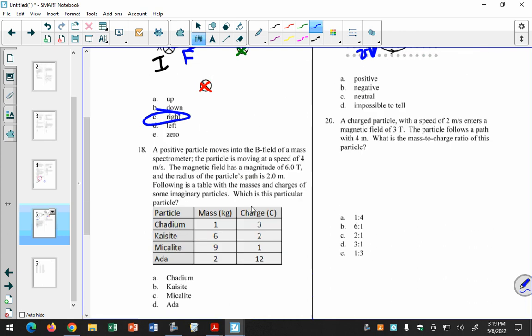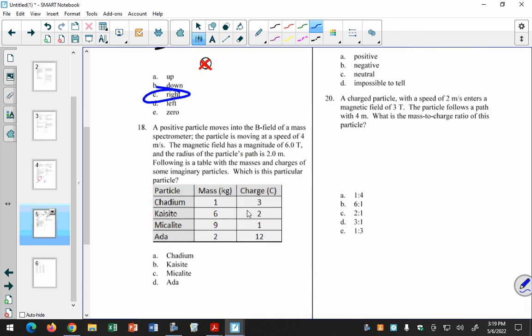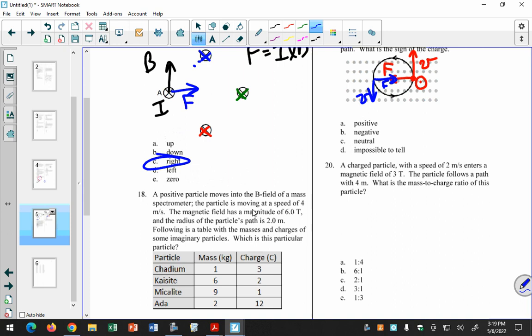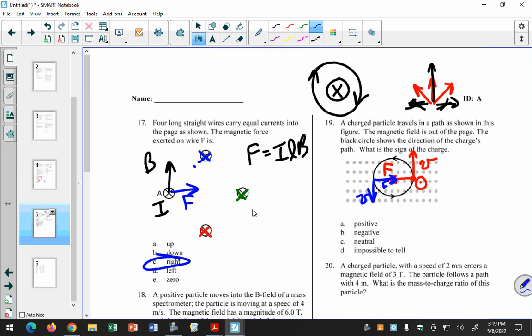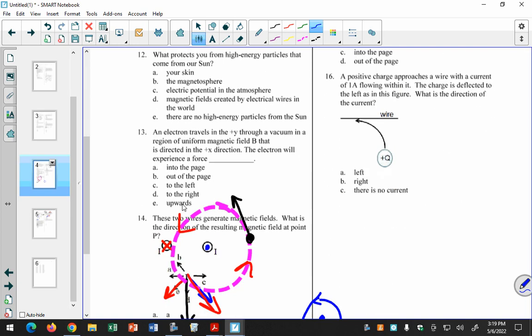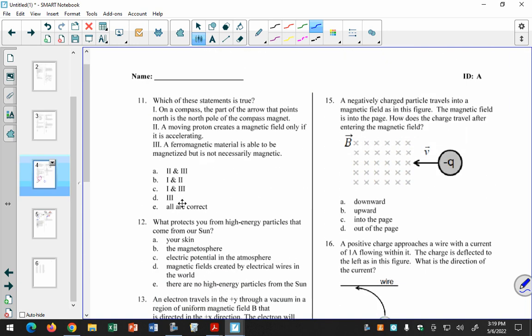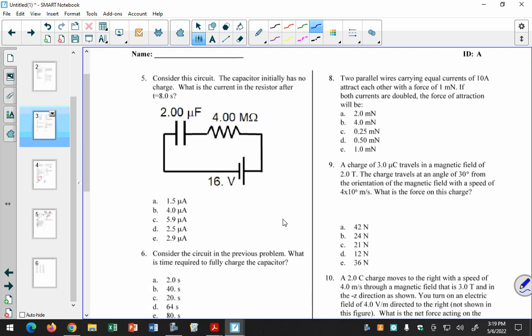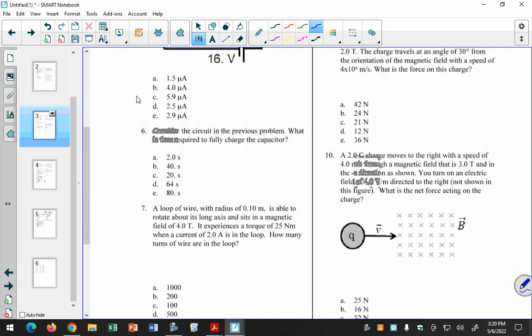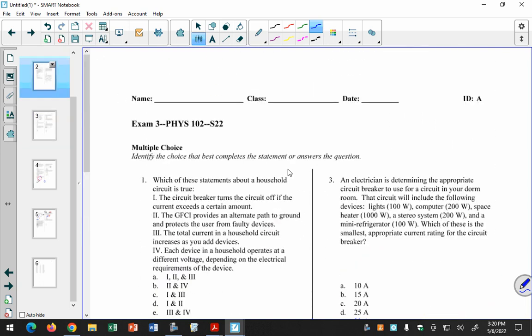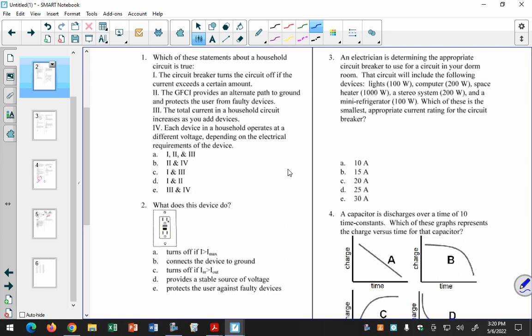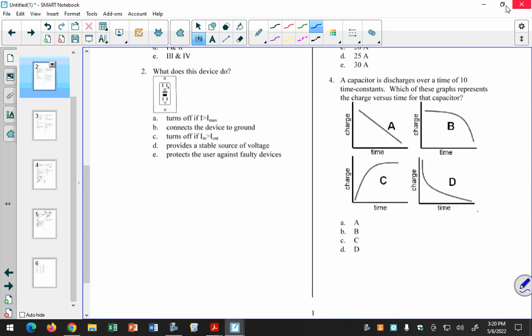We had several other mass spectrometer questions here. Other particular questions that you want to look at on this or other exams? I'll just skim through this while y'all are thinking. Had RC circuits on this exam. This is exam 3. Home circuits. All right. Other questions?